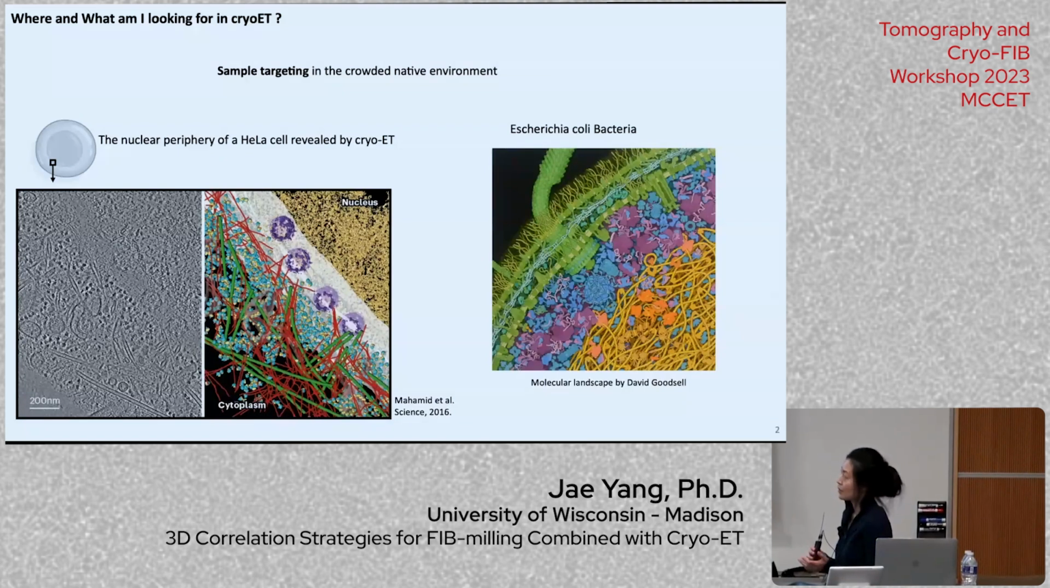looking at a very crowded environment and trying to target where you are trying to look. You can see a sneak peek of the nuclear periphery of HeLa cells, and it has over 200 proteins. And even for a very simple and elegant E. coli system, you have a very crowded environment. So the question is where and what you are looking for. So targeting becomes very important.